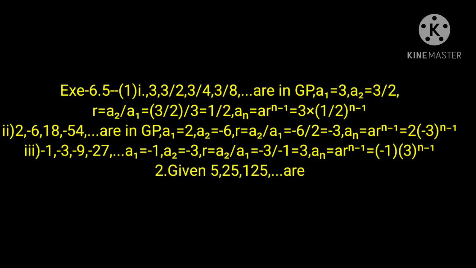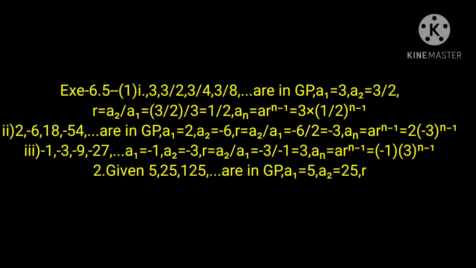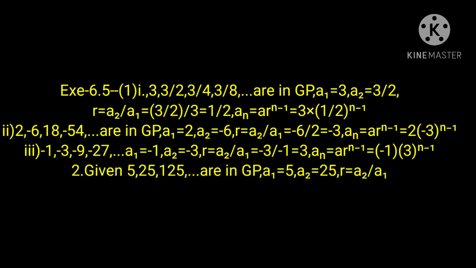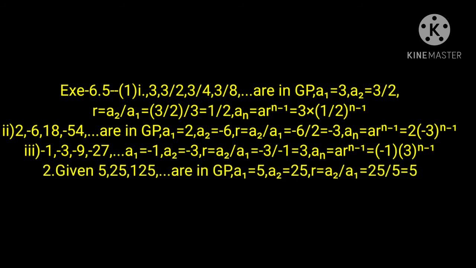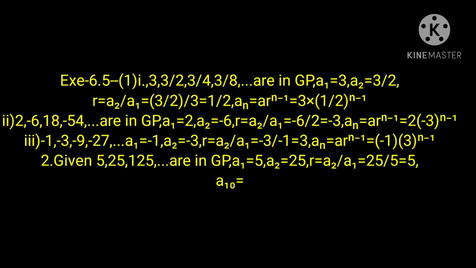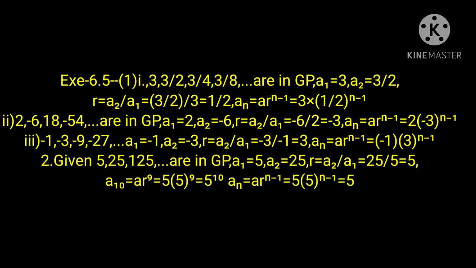Second question: given 5, 25, 125 and so on are in GP. A1 is equal to 5 and a2 is equal to 25. R is equal to a2 by a1 is equal to 25 by 5, that is equal to 5. So r is 5. Then we have to find the 10th term, that is a10 is equal to a r power 9. So a is 5 into r is 5 power 9 is equal to 5 power 10.